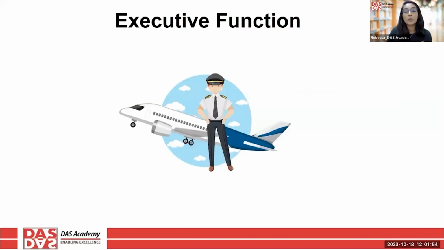So I'm going to share with you what executive function is in brief, and I'm going to describe it as the pilot of an airplane. So I'm going to use the metaphor pilot of an airplane to describe what EF is.